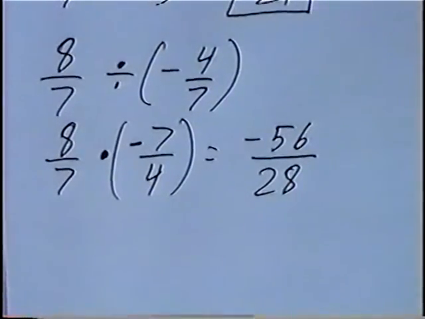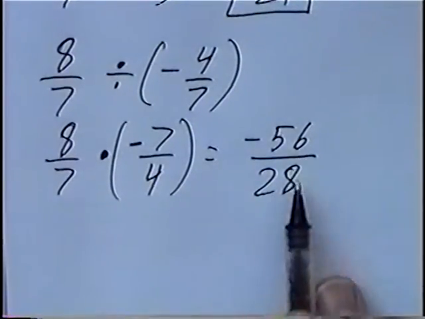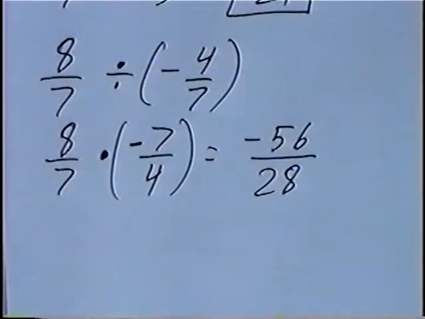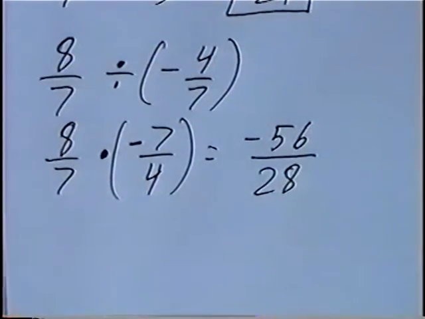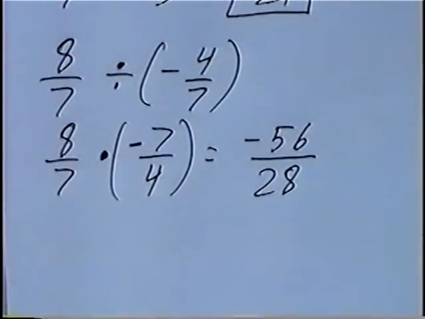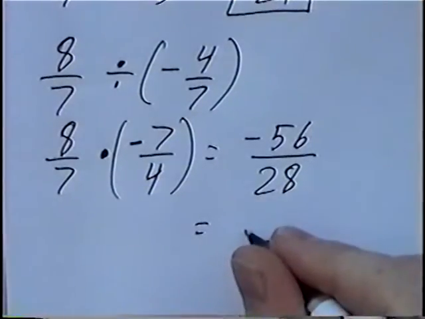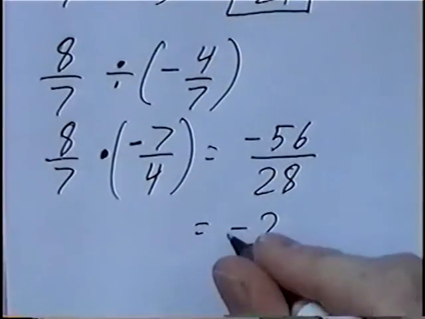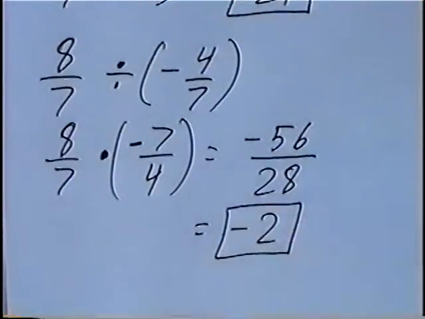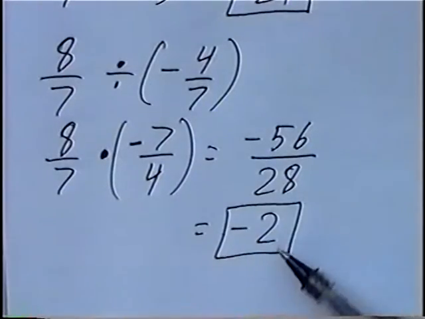Always check and see if you can reduce fractions. Negative 56 over 28 can be reduced. You could divide each of these by 2, or 28 actually divides into 56 evenly. Divides in twice, which would be negative 2. If you did reduce by 2, you could keep reducing until you get to negative 2. But 56 divided by 28 would be 2, so the final answer would be negative 2.